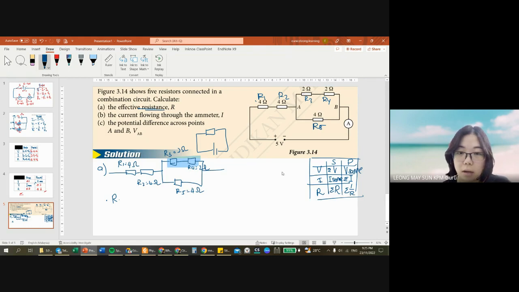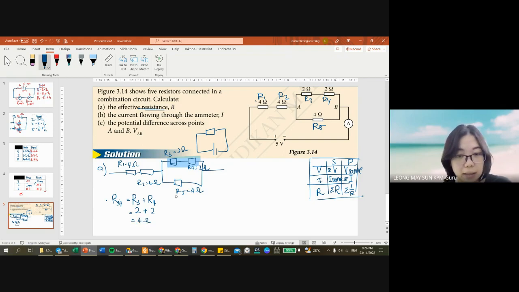So R3 and R4 are in series, which means you directly add both together. I write R subscript 3,4 equals R3 plus R4, because they are in series. Make sure that you write the formula out, and when you write the formula out, make sure you know which resistor you're using. That's why you see R3, R4, R5, R1, R2 in my working. So R3,4 is 2 plus 2 equals 4 ohm.